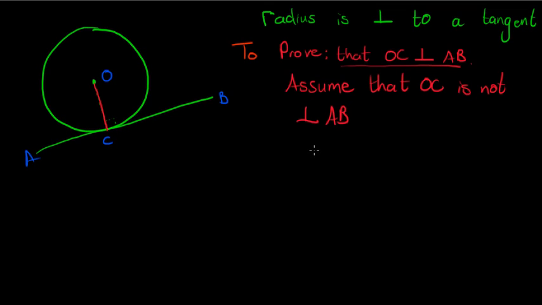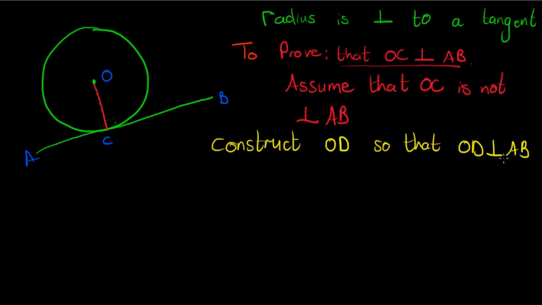Now, what we're going to do is construct the line that is perpendicular. So our construction is going to be: construct OD so that OD is perpendicular to AB. Now, I know, guys, this is not going to look perpendicular. The idea is not that it is perpendicular. So here's OD, and we're going to say OD is perpendicular. We know it's not because we know this one is actually perpendicular, and there's only one perpendicular that we can draw. So we have to now imagine that one is perpendicular.